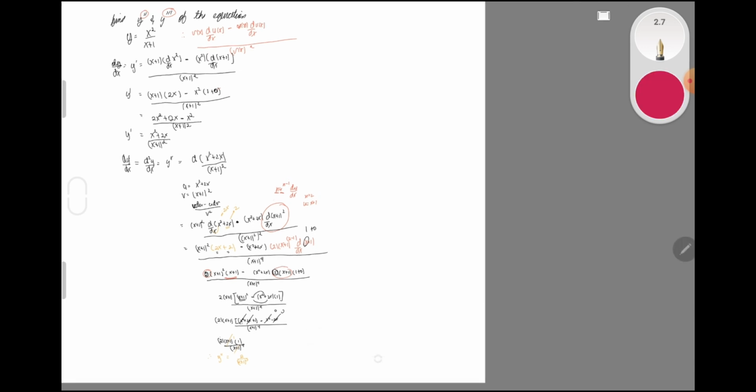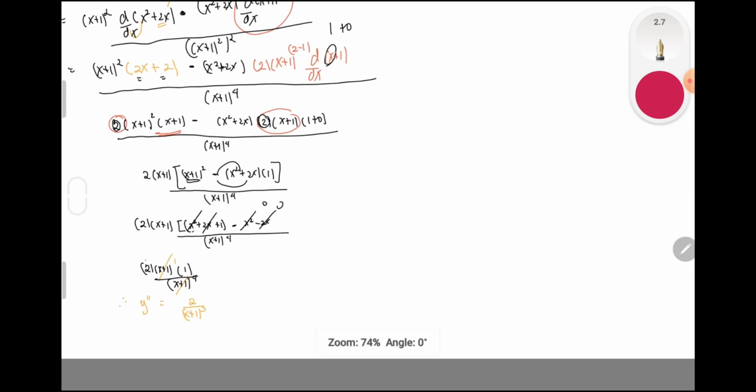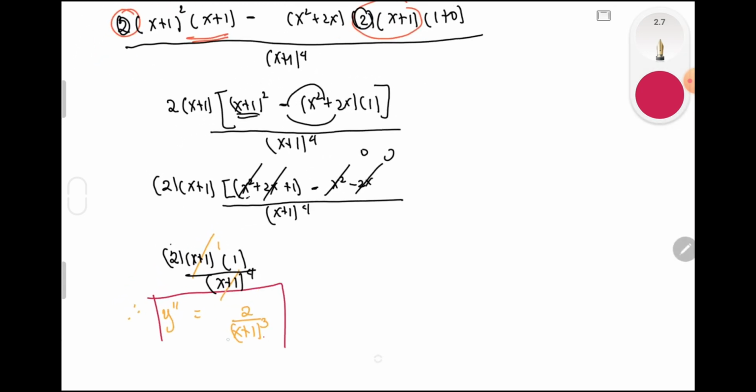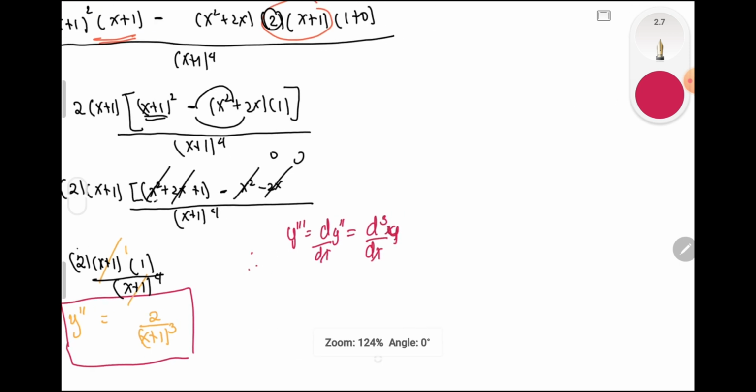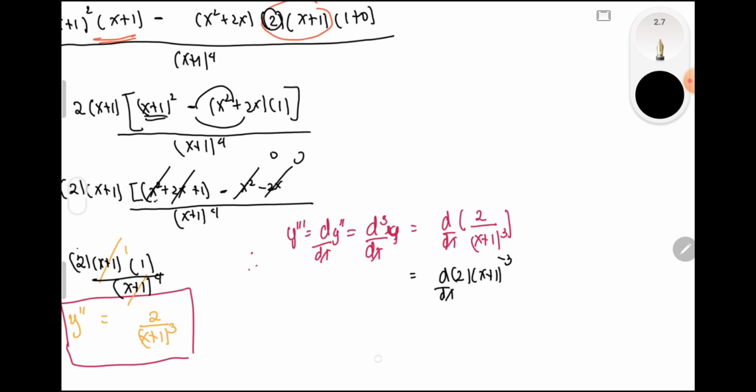So now, if you want to get our y triple prime, since we have our y double prime which is equal to this one, therefore I may say that my y triple prime will be equal to the derivative of my y double prime with respect to x, or can be written as d3y over dx, which is equal to another derivative of our 2 divided by x plus 1 raised to 3 with respect to x. So of course, we may rewrite it as the derivative of 2 multiplied by x plus 1 raised to negative 3 with respect to x.